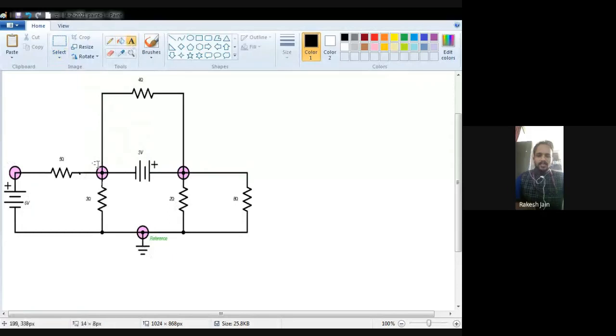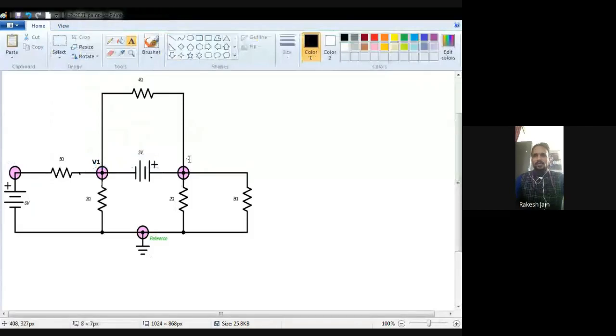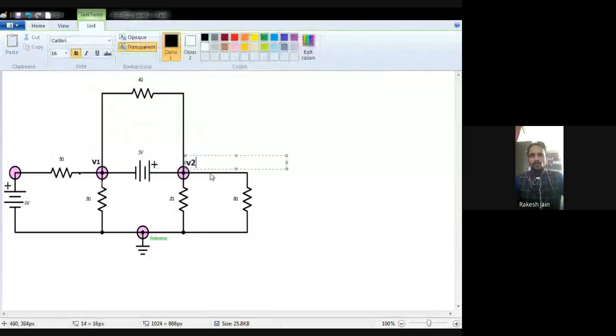So in this question you will understand how to write down the basic equations for the nodal analysis. Once we find out the nodes and determine the principal nodes, we have to write down the nodal equations and denote the node voltages. Let the node voltage of this node be V1 and of this node be V2, and we have to find out the node voltages.